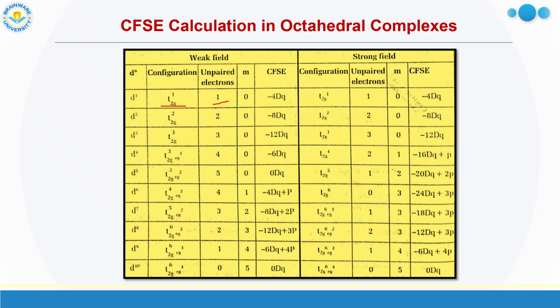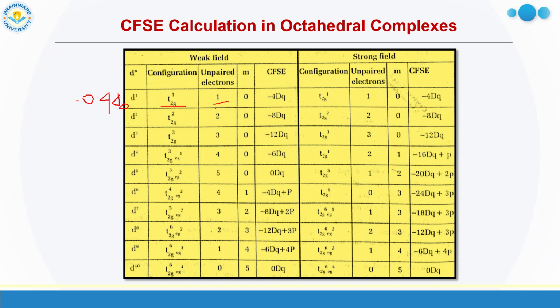CFSE can be taken in two ways. Either you can take it in the form of Δo, then it will be minus 0.4 Δo, or you can take it as minus 4 and plus 6 Dq. For t2g it is minus 4, for eg it is plus 6. That is your choice, you can go with either rule. Here I am going with minus 0.4 Δo, and it is shown here as Dq, so you can use either.